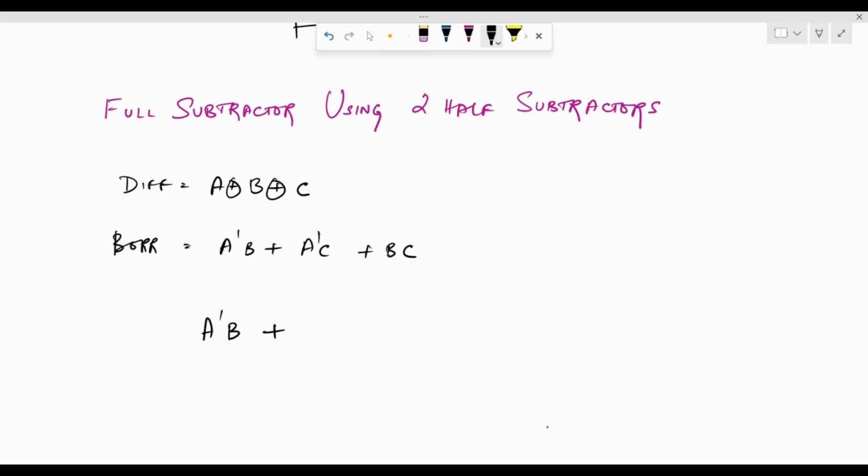Let's keep it as it is. Let's try to modify this. I'll tell you why we are doing this, right? So to begin with, suppose I have a half subtractor, HS1. Think of it like a black box.